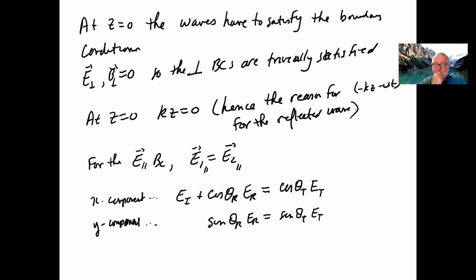So at z equals 0, the waves have to satisfy the boundary conditions. Okay, and we have 4 boundary conditions. We have 2 boundary conditions for E perp and B perp. Well, 1 for E perp and 1 for B perp. But E perp and B perp are both equal to 0 because these are transverse waves. So that means that those boundary conditions are trivially satisfied because there's no free charge.